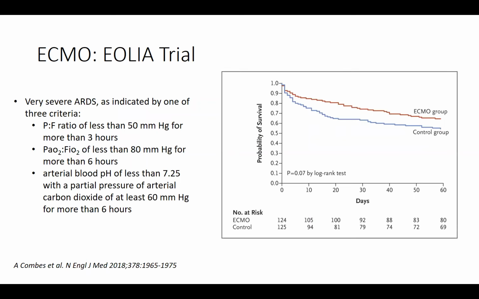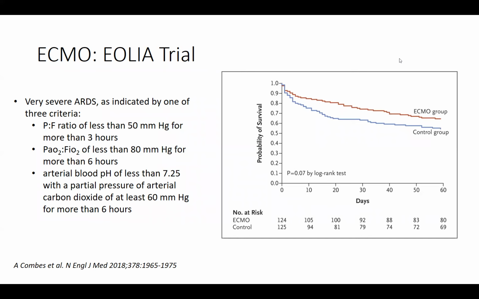More recently, and a more robust study was the Eolia trial, also done in Europe. Very severe ARDS as indicated by one of 3 criteria. So PF ratio of less than 50 for 3 hours, or PF ratio of less than 80 for 6 hours, or pH of less than 7.25 with a CO2 of more than 60 for more than 6 hours. And again, they saw a signal towards benefit. It did not quite meet statistical significance.